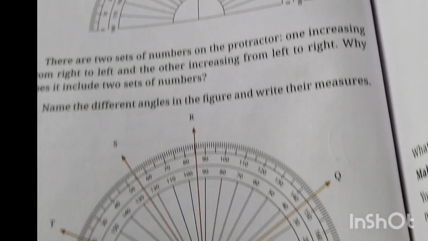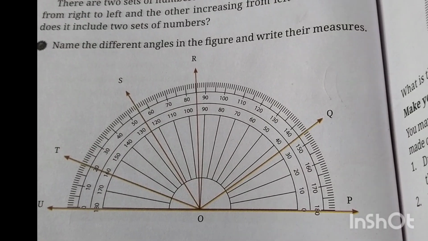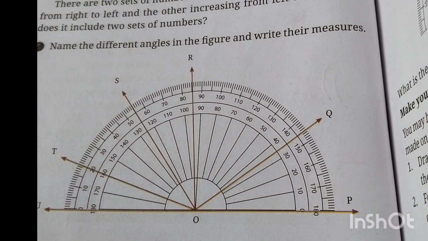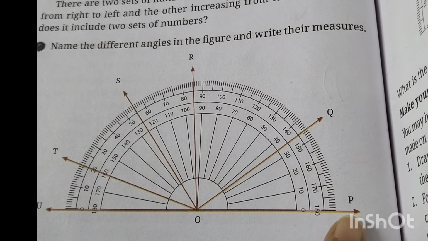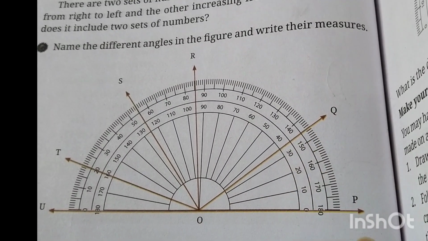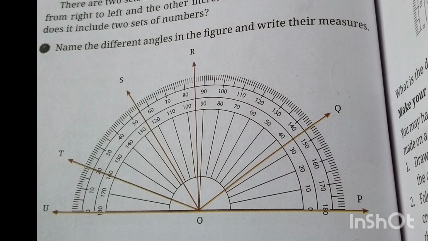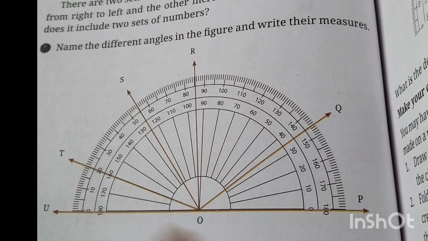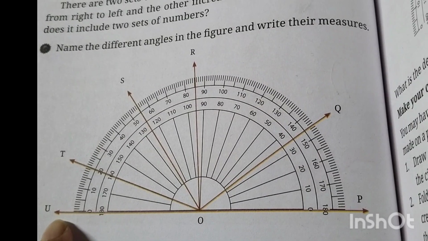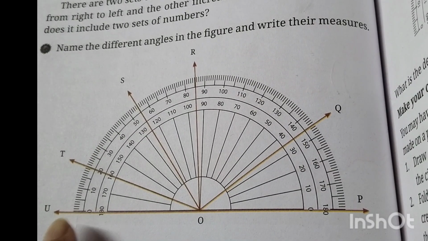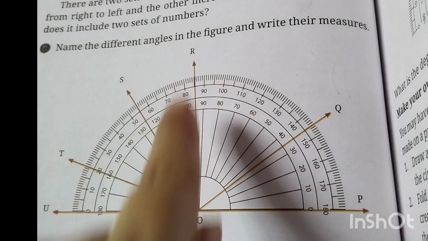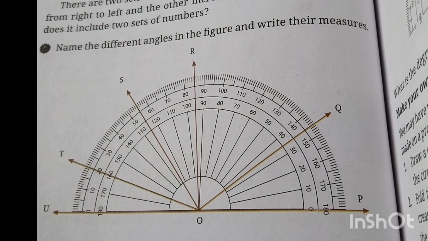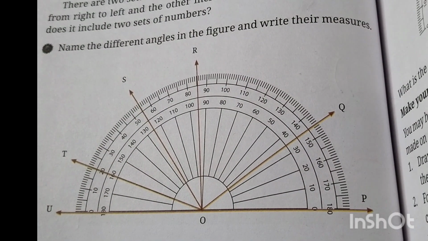Next one. Name the different angles in the figure and write their measures. Now the different angles are: angle POQ, POR, POS, POT, POQ is a straight angle. Again, QOR. In this way you can write down all the angles and you can measure them, right?